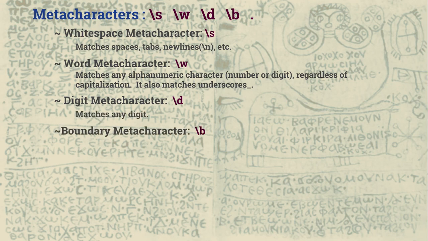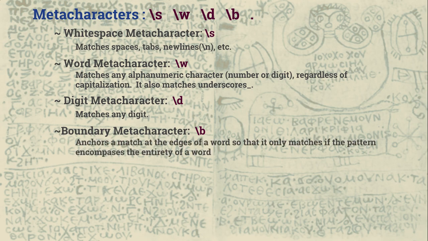A boundary meta character, which wraps around the beginning and the end of an entire word and tells the regex that it will only match if the entire word matches that pattern. So if that pattern is found in a substring of another word, it won't match. And then there's the wildcard meta character, which is a little dot, and it'll match any character at all.